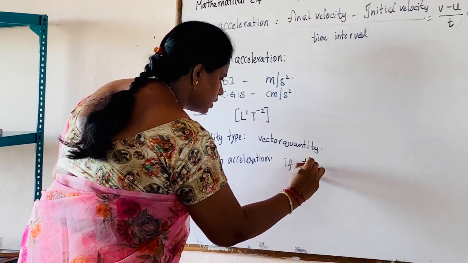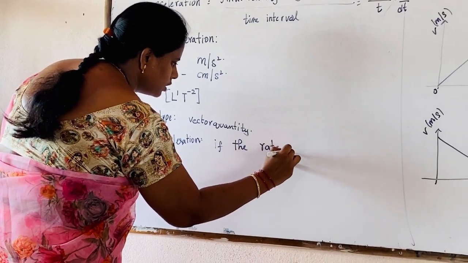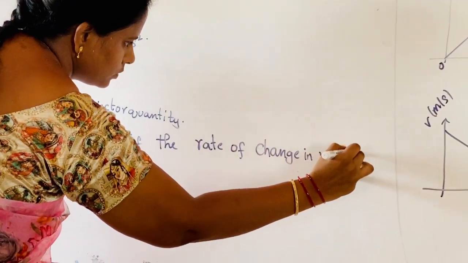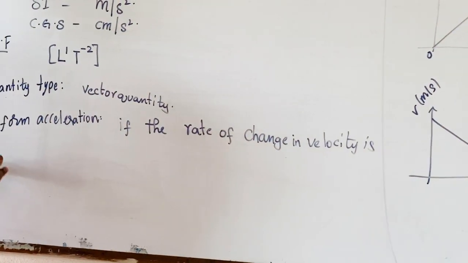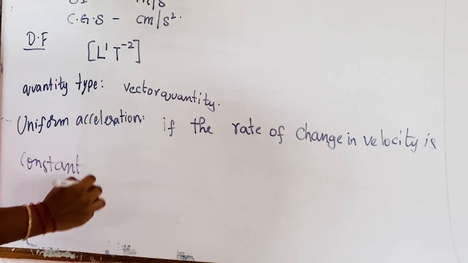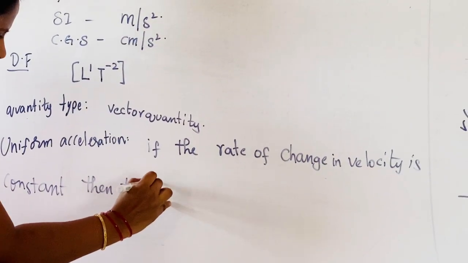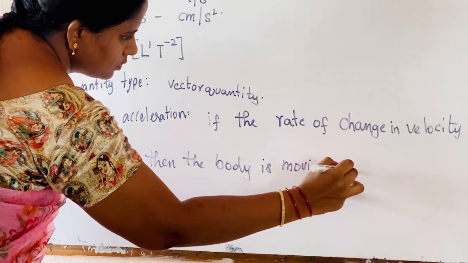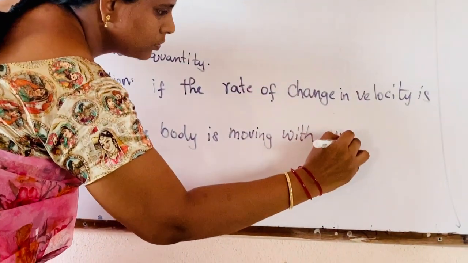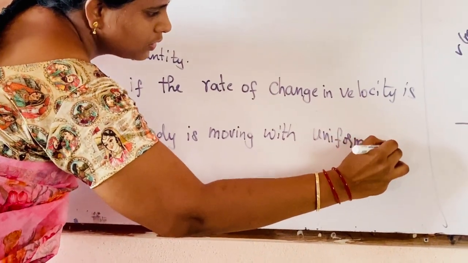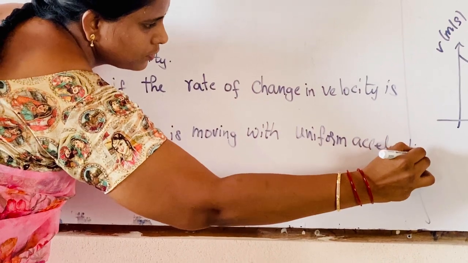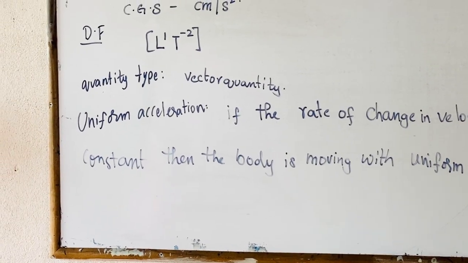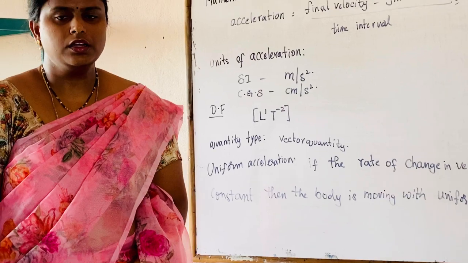If the rate of change in velocity is constant, then the body is moving with uniform acceleration. The simple example we can see is the earth pulls every object towards its center with an acceleration due to gravity 9.8 meter per second square.